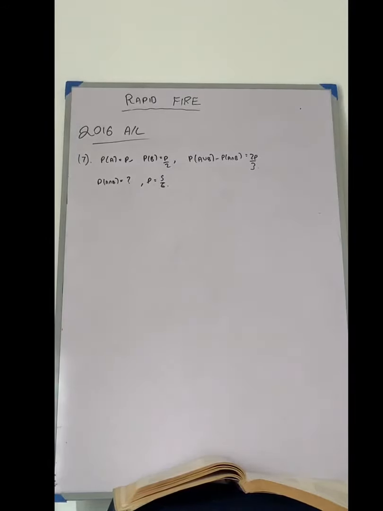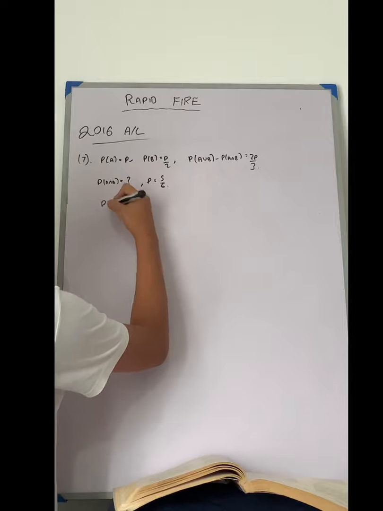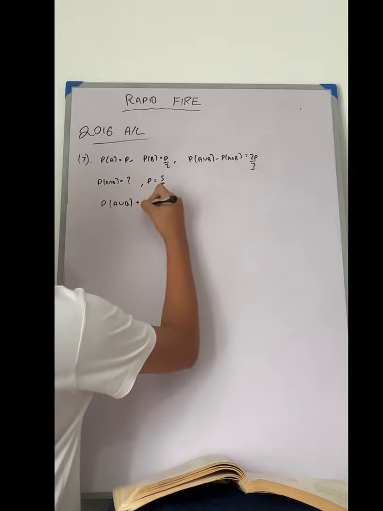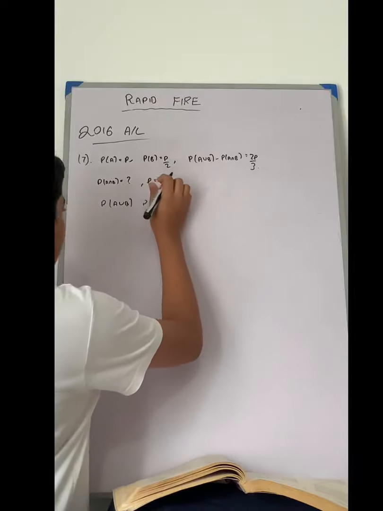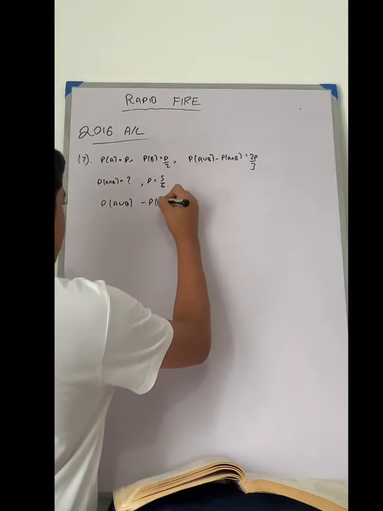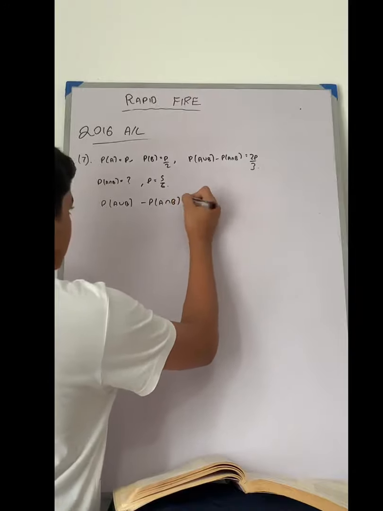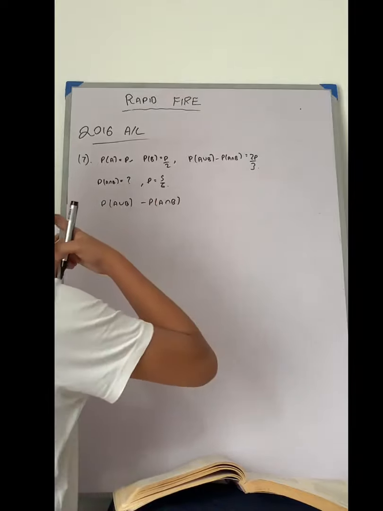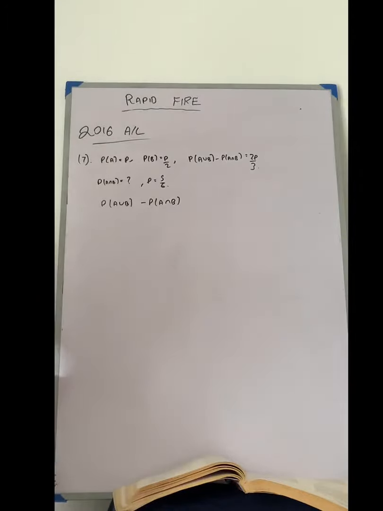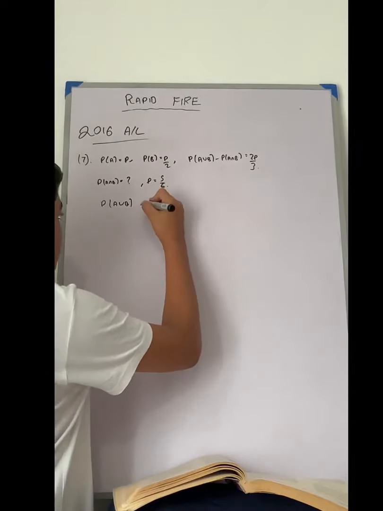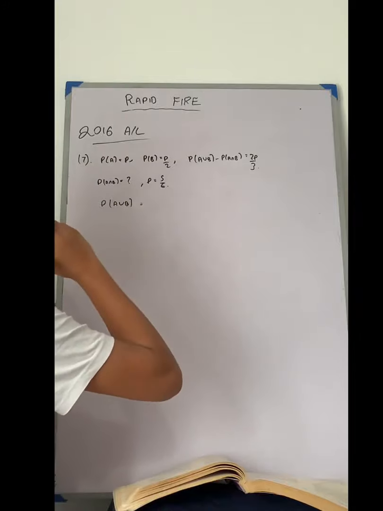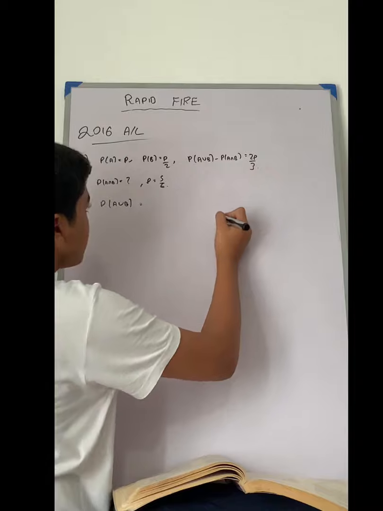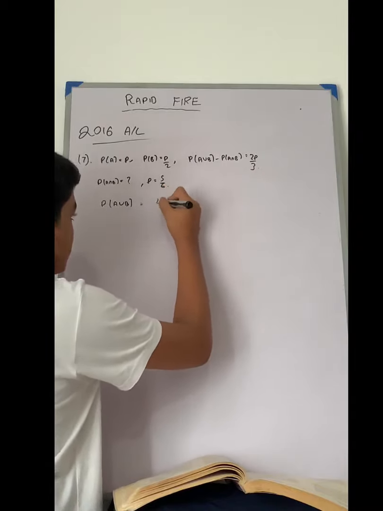Okay, so this is what we have to show in this question. We have been given the data values and we have to find P(A intersection B), and after that, using that value, we have to deduce that p is equal to 5 by 6. So let's start. So we can substitute this.